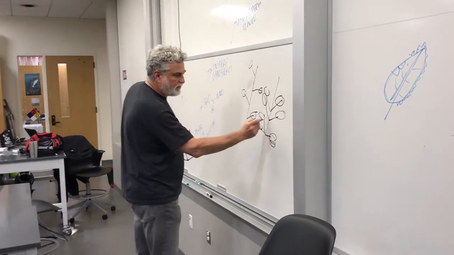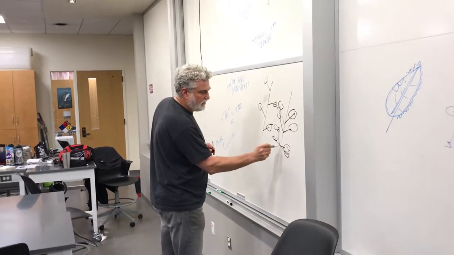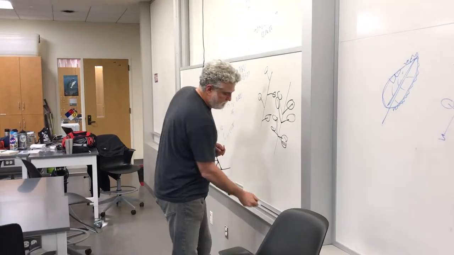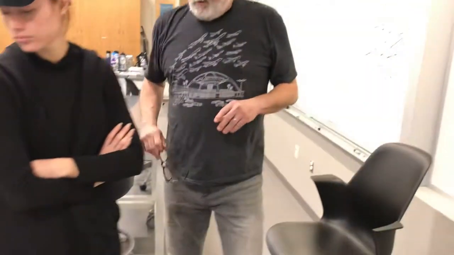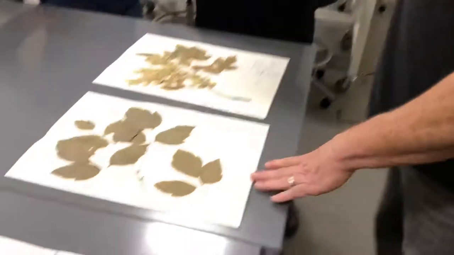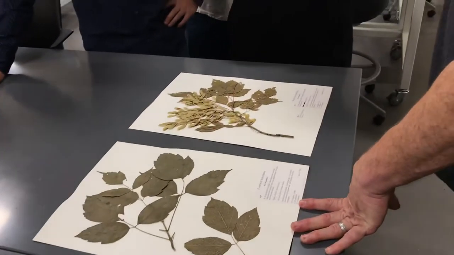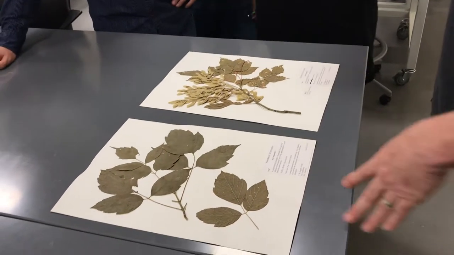Those are parallel because there's two leaves coming out of each node. Parallel, alternate. Now these are very, very important trees. How important are these trees?